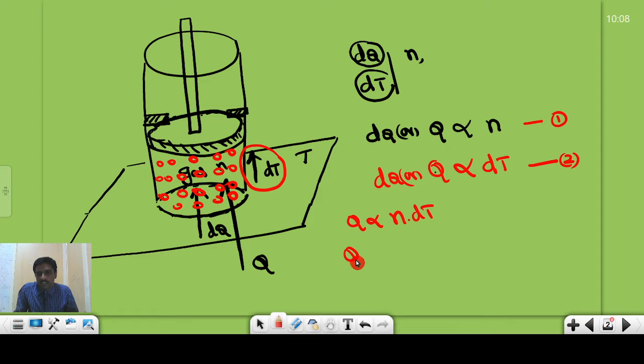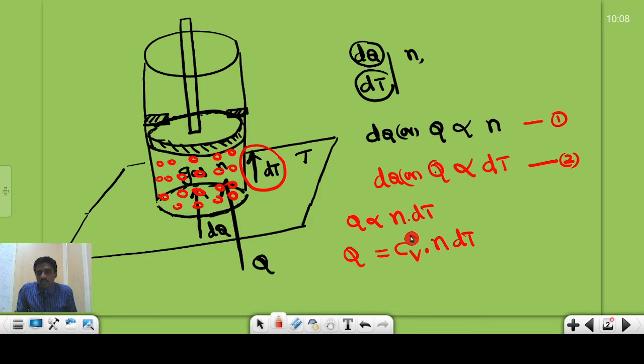Now I am removing this proportionality sign. As we are performing this whole experiment at constant volume, there is no provision for the gas to expand. Then one constant parameter is there. That constant we are introducing is Cv. Cv is the constant; it is the specific heat of the gas at constant volume. Then Q equals n Cv dT.